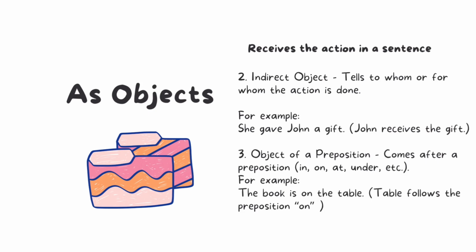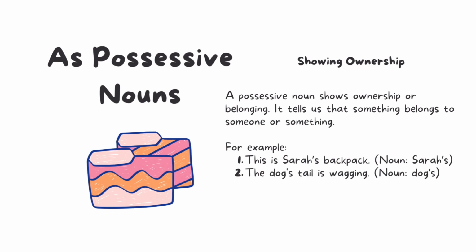Nouns can also show ownership. These are called possessive nouns. A possessive noun tells us who something belongs to. To form a possessive noun, you usually add an apostrophe and s to the noun. For example, "This is Sarah's backpack." Here, Sarah's shows that the backpack belongs to Sarah. Or in the sentence, "The dog's tail is wagging," dog's shows that the tail belongs to the dog.